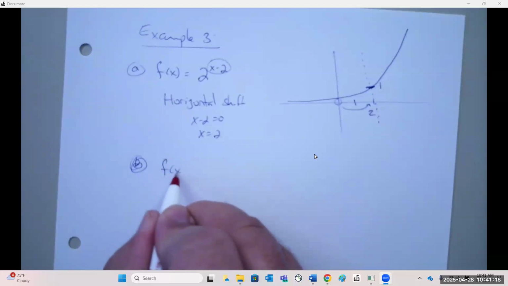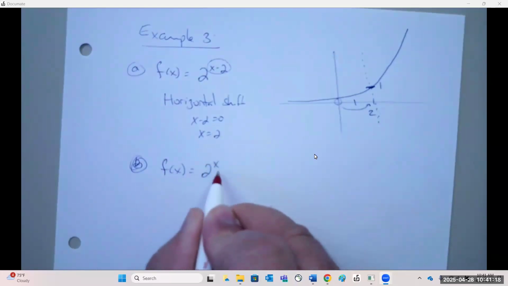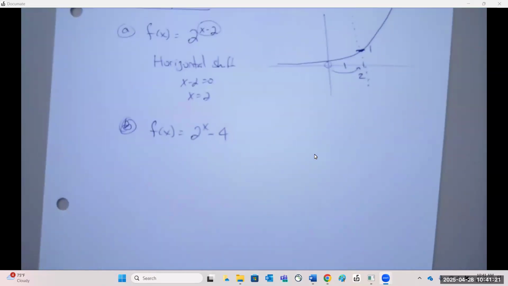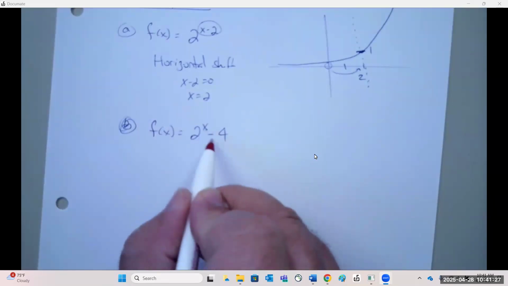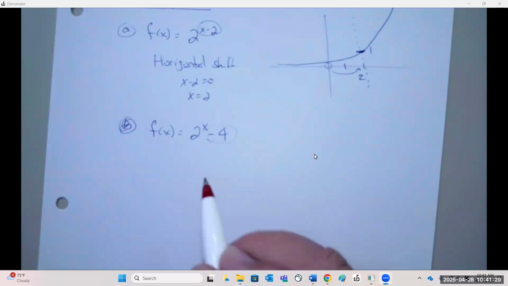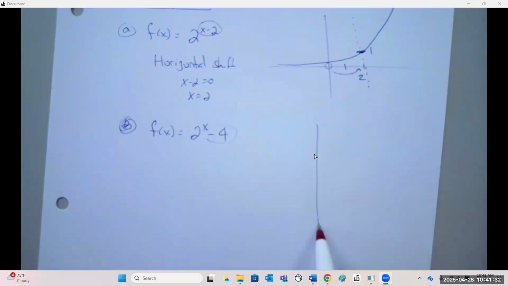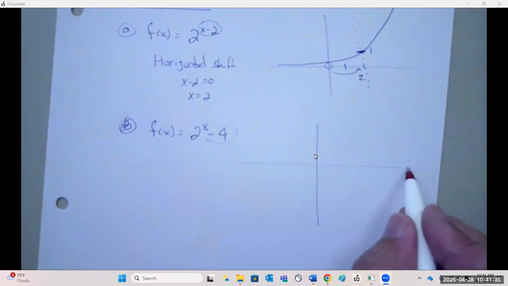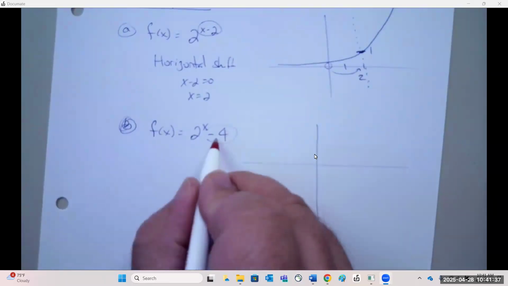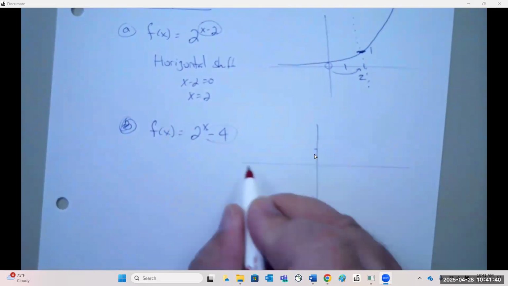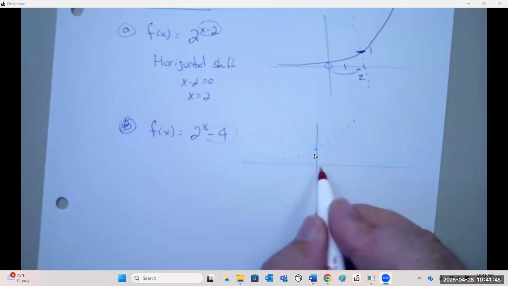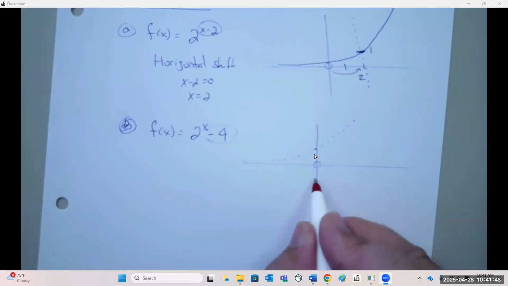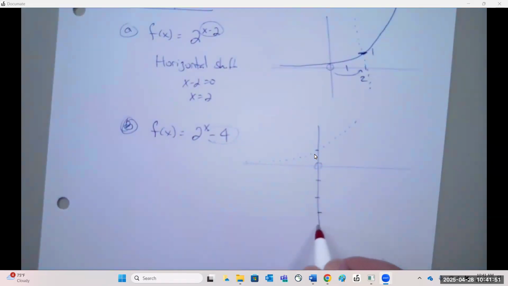B: f of x equals 2 to the x minus 4. There's no horizontal shift, but there's a vertical shift. So the whole graph, remember, it used to cross at 1. But now I have to shift my origin down 4 spaces.